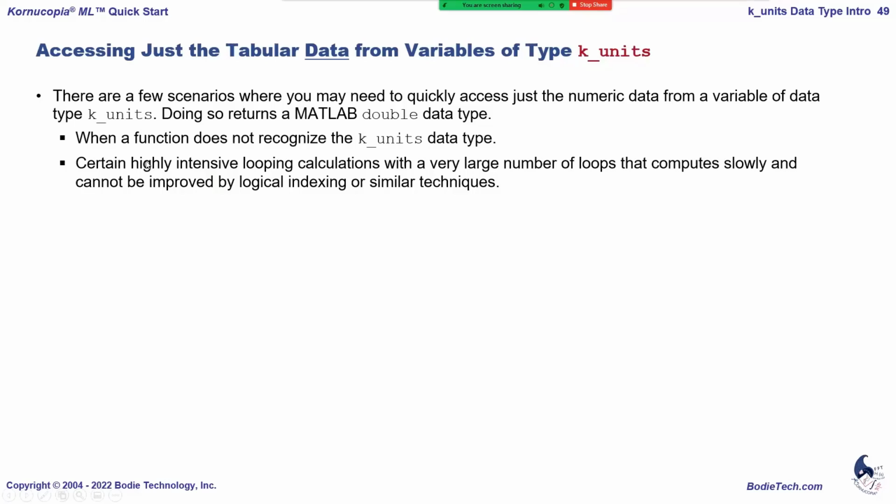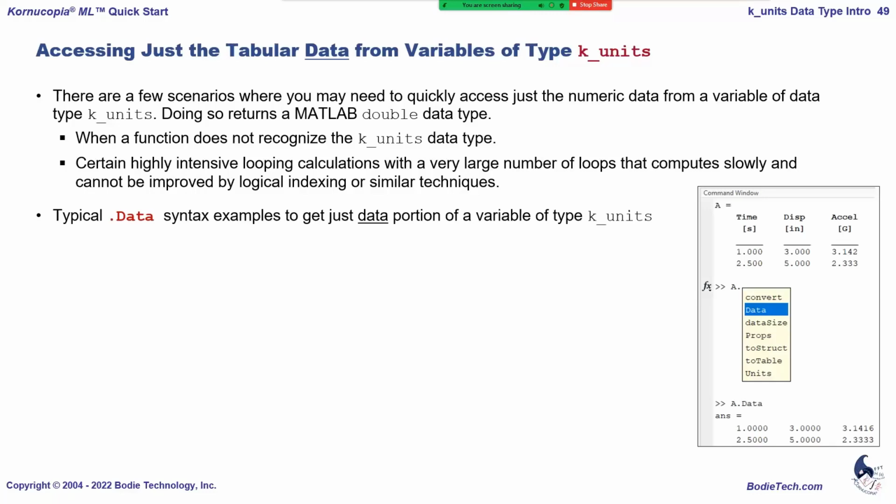Also, if you're doing looping equations where there are really intensive calculations inside the loop, now Kornucopia has a lot of features to do this efficiently and smart, and how you code the loop will also affect your success and how fast it is. But there are some cases where the looping calculation will become slow because of all the unit manipulation. In those cases, you might want to get just the data, do the looping calculation on the data, and then recalculate or reformat a K-units data type after the loop. So those are a couple examples where you would want to get at just the data.